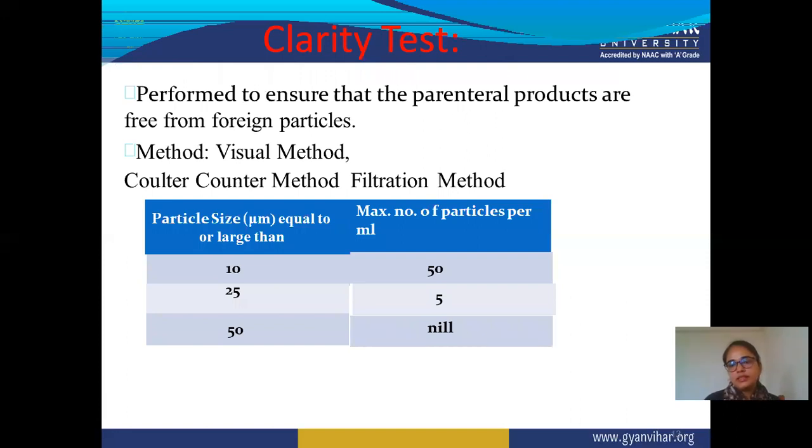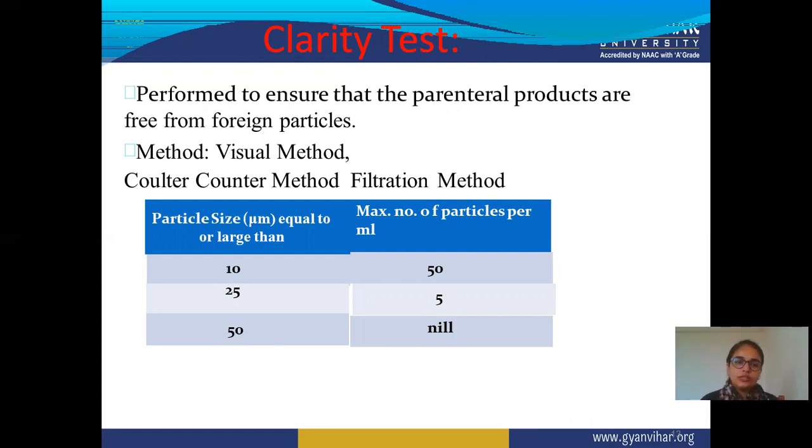Next test is the clarity test. This test is also very simple. In this, we check that your formulation should be free from any microbes or any unwanted material which is not suitable for your formulation. Your formulation should be clear and no particle should be present. If a particle is present, then a certain limit of particles is accepted in your formulation. So in this test, you check whether these particles are under the limit or not, or the clarity of your solution.